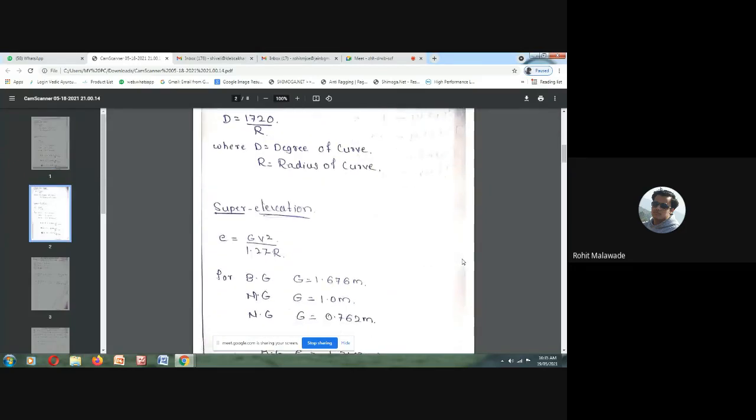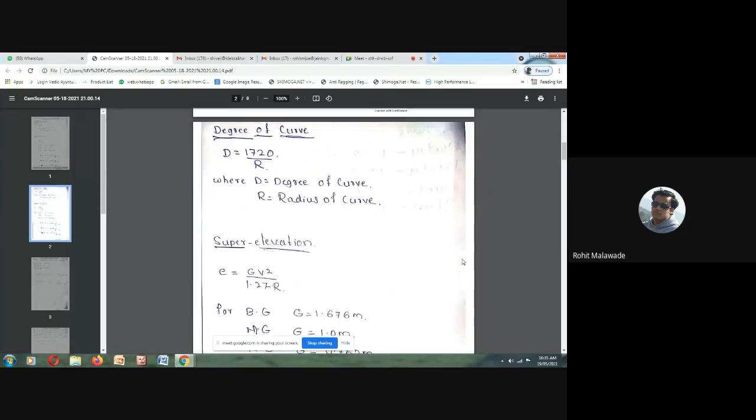Now, as I have told, the degree of the curve depends on the radius. The relationship between the degree of the curve and the radius of the curve is given by 1720 divided by R. So if you want to find out the degree, we will be utilizing this formula.